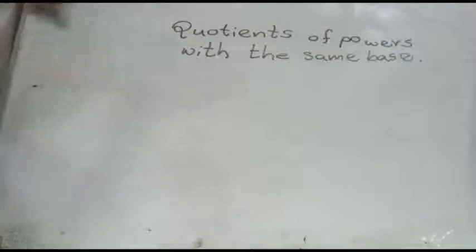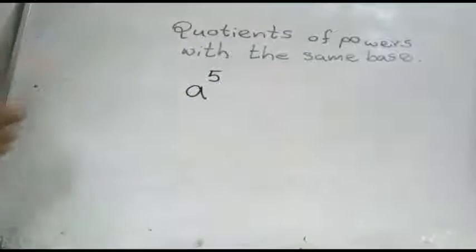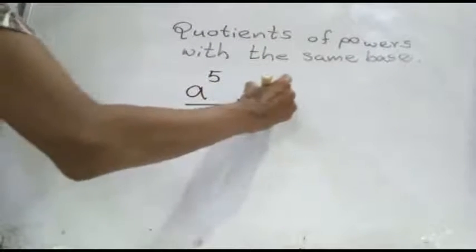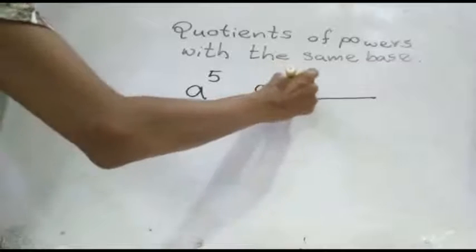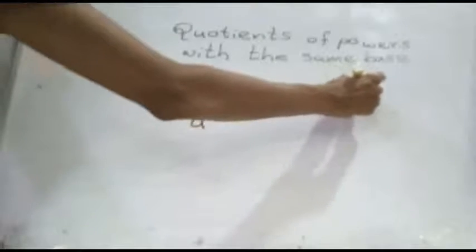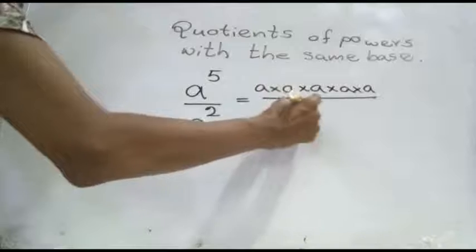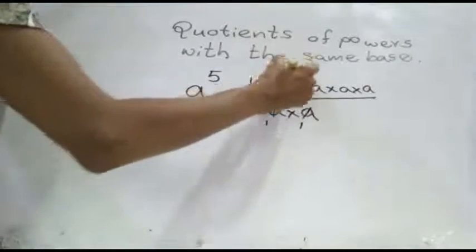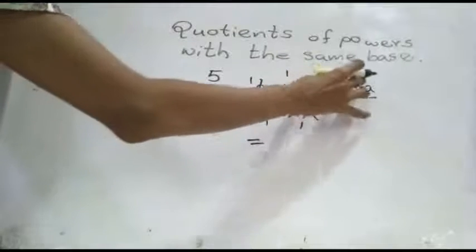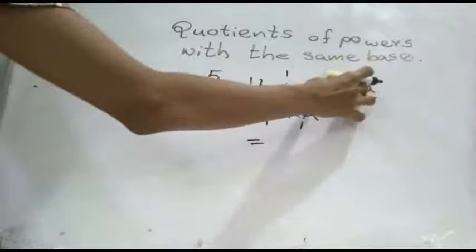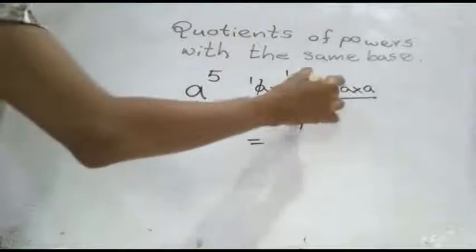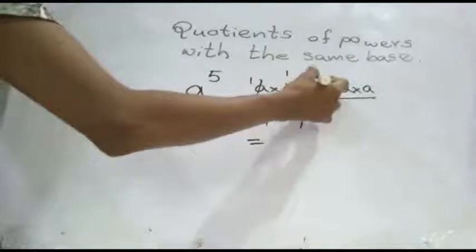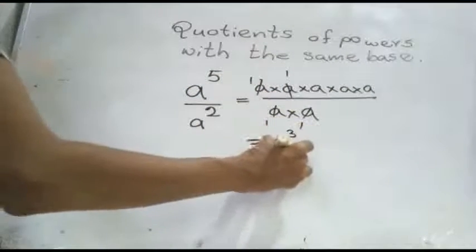Now, a to the power 5 is divided by a to the power 2. We expand them. a times a times a times a times a. Here a times a. a is divided by a, 1. There are 3 a's. Here the indices are 1, 1, 1. a to the power 3 is the answer.